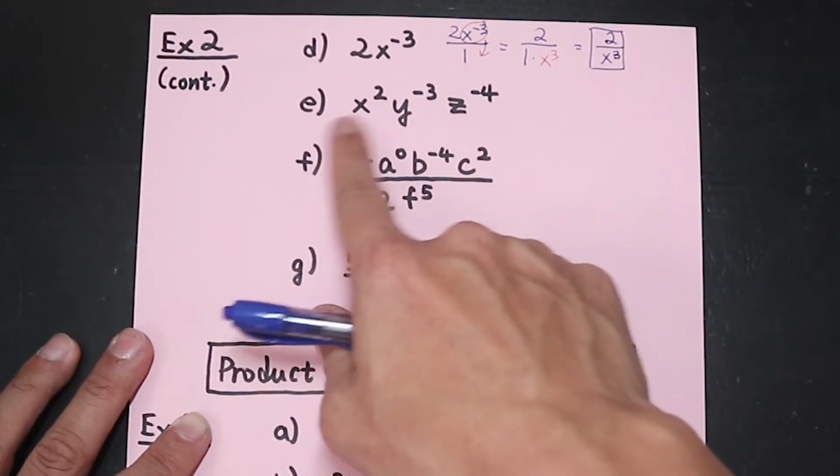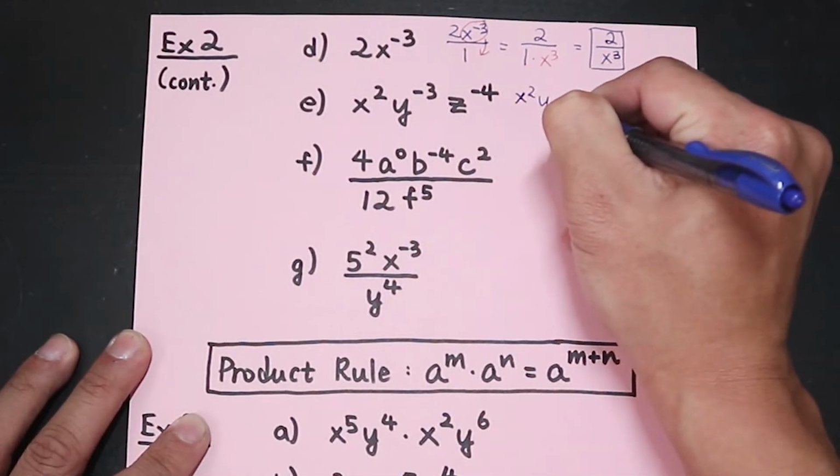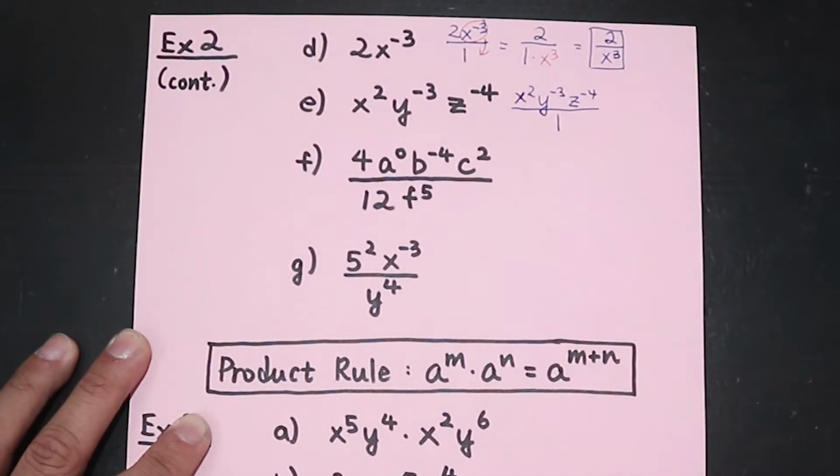Okay, well, what about part E? Same thing. So first you make it a fraction. So x squared, y to the negative third, z to the negative 4. Put it over 1. And then you're going to do circle arrow.